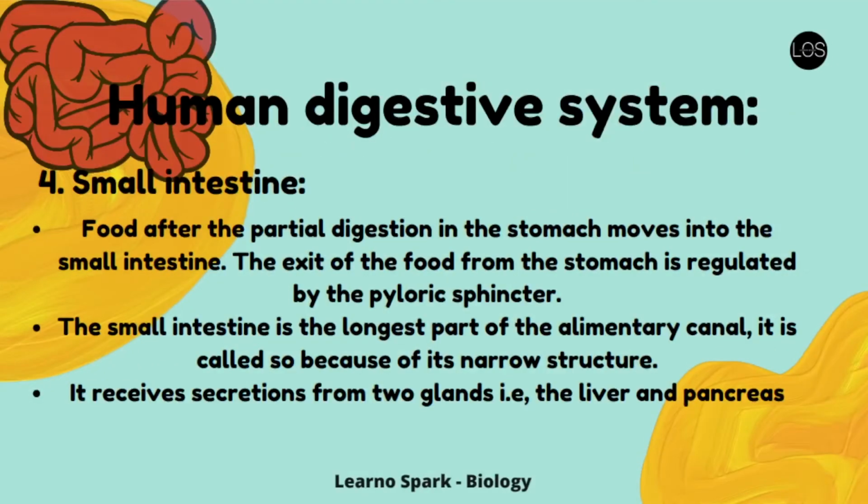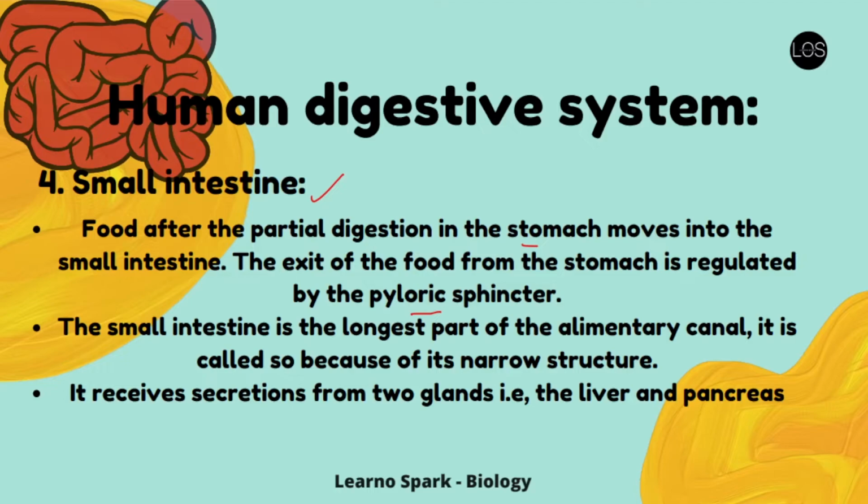Let's continue to the fourth part of alimentary canal, that is small intestine. So food after the partial digestion in the stomach moves into small intestine, and the exit of food from stomach to small intestine is regulated by pyloric sphincter. This is present at the junction of small intestine and stomach.